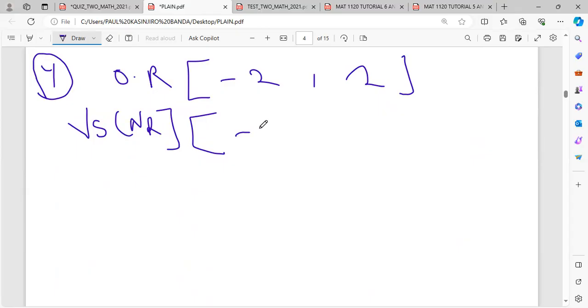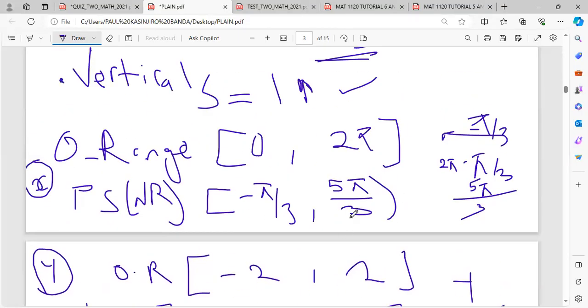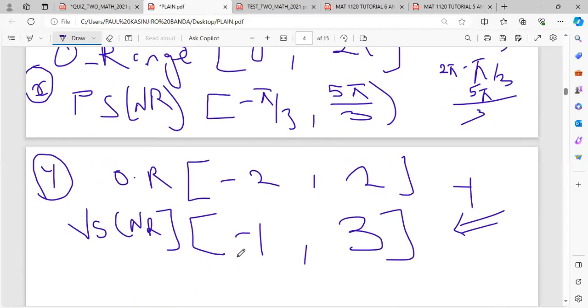We're just going to get -1. And then we're going to add 1 to this. We are going to get +3. Okay, so this is the new range in the y, and this is the new range in the x. So we are going to use now the new range in the x and the new range in the y to plot the graph.